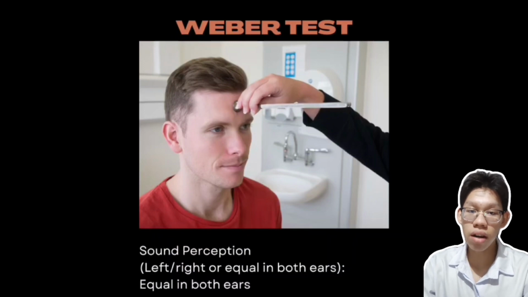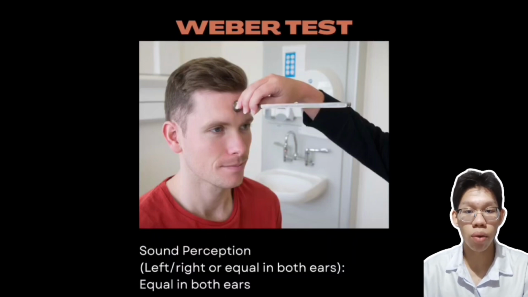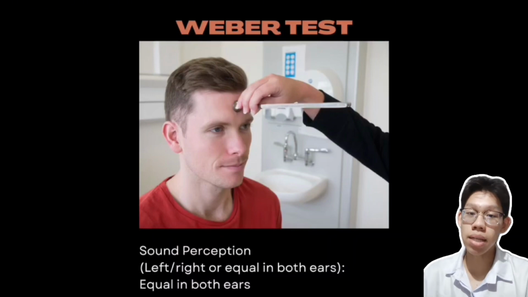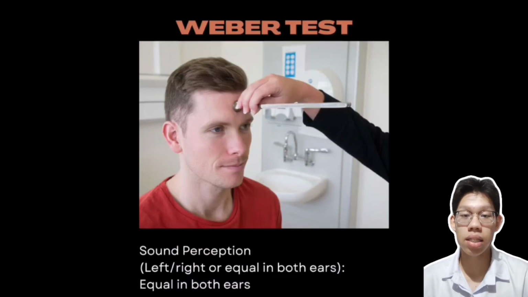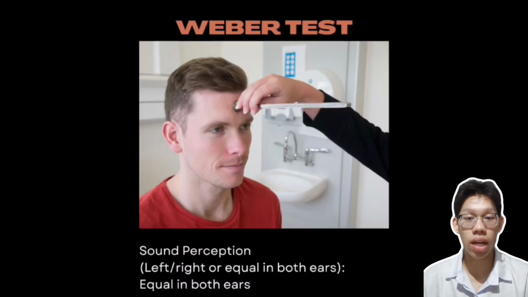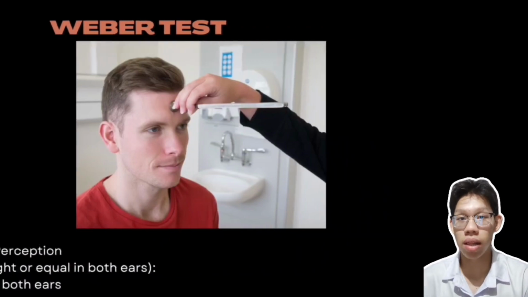For conductive hearing loss, the sound is louder in the ear with conductive loss, while sensorineural hearing loss has sound that is louder in the ear without hearing loss. Based on the results, the sound perception is equal in both ears. This means that the result is considered normal.